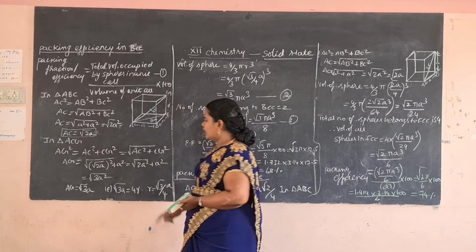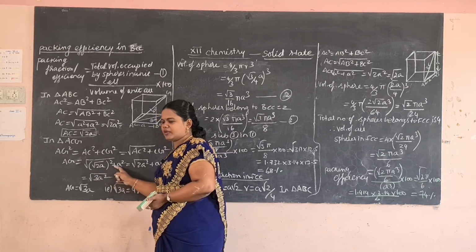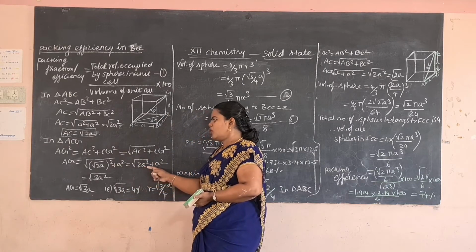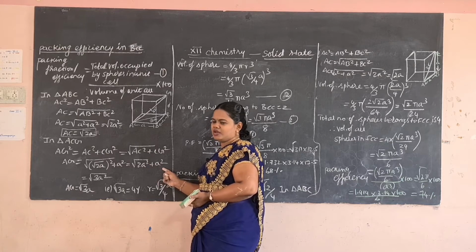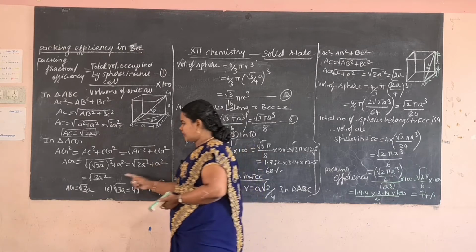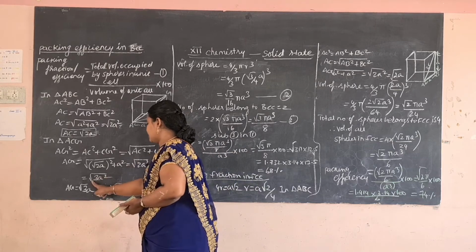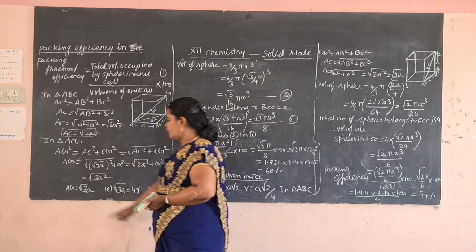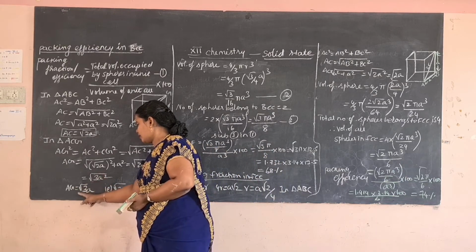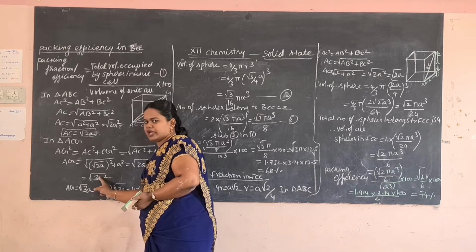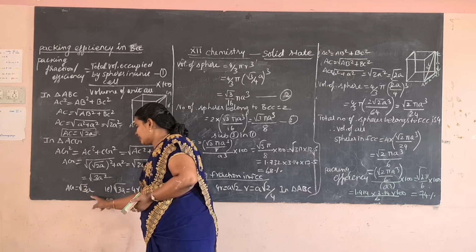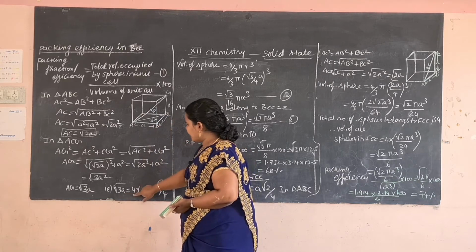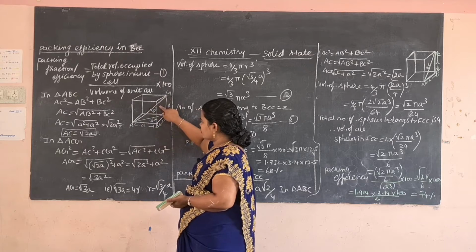So it becomes root of (root 2 a) squared plus a squared. The root 2 squared gives 2 a squared, so it becomes root of 2 a squared plus a squared, which is root 3 a squared. When you take the square root, the square and root cancel, and you get AG is equal to root 3 a. Listen: AG is equal to root 3 a.